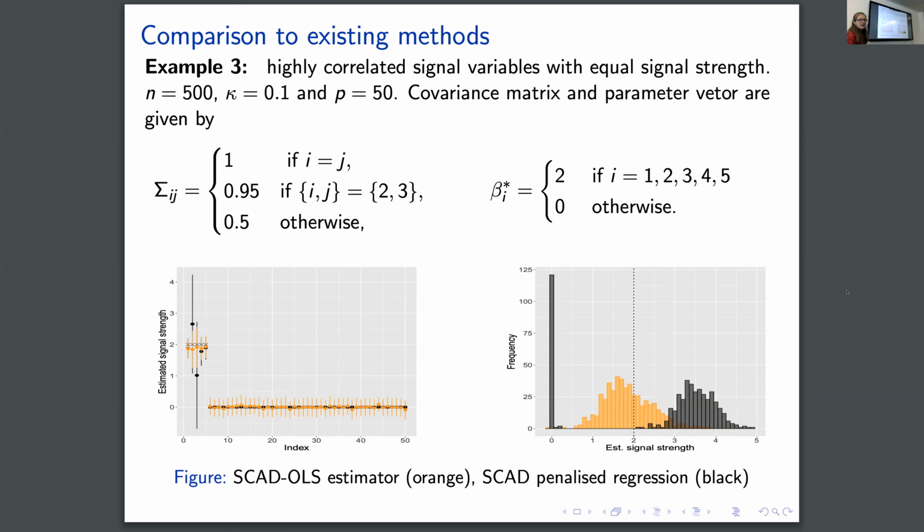And then just the final case, you've got 2 highly correlated signal variables, this time with equal signal strength. And again, our approach is a lot less biased. And the reason for this is, if you look at the estimated signal strength, a SCAD penalized regression estimated the value to either be 0 or quite close to 4, right? So it took the full signal strength corresponding to variables 2 and 3, which was just 2 plus 2, 4.